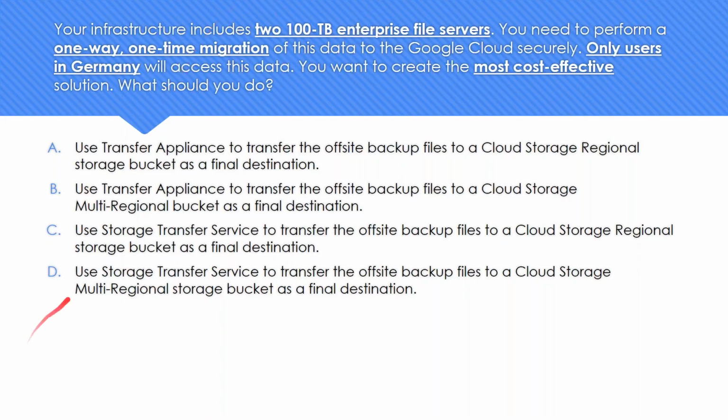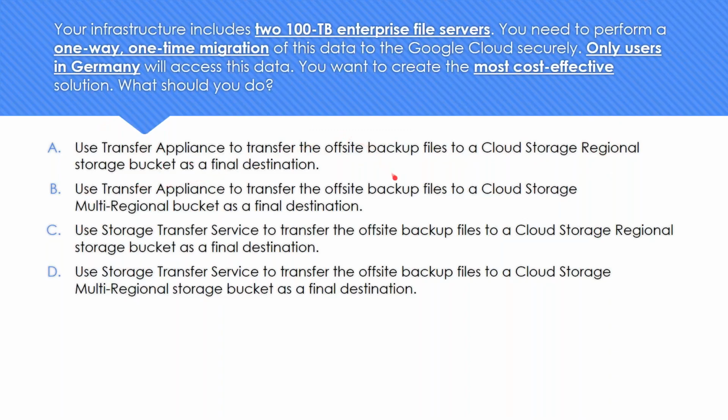I directly go and look for something that has transfer appliance. So: use transfer appliance to transfer offsite backup files to Google Cloud regional, because access is only for Germany as the final destination. That's a good option. A looks like a good choice.